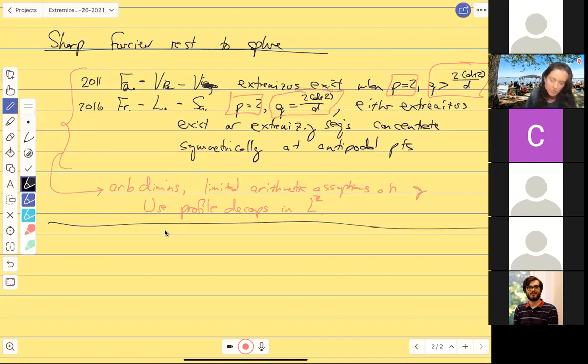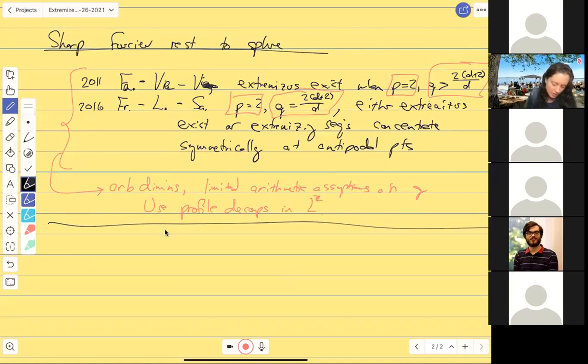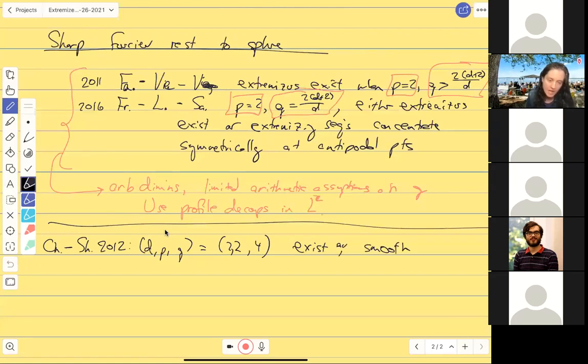And so one can ask, if one knows that extremizers exist, one can also ask who they are. The best guess is constants, but that's known in only a few cases. And so I'll mention some cases where this is known. Christ and Shao proved in 2012 that when d, p, q is equal to 2, 2, 4, extremizers exist and are smooth. And Fourier in 2015 showed that they're constants. So we know in some cases that the extremizers are constants. And in fact, in every case where we know what the extremizers are, they are constants.